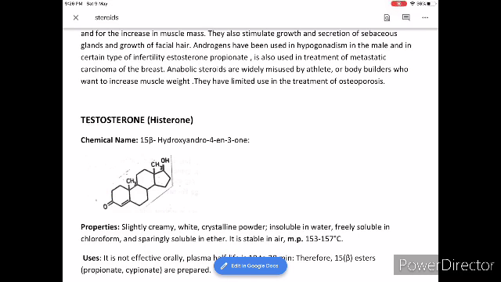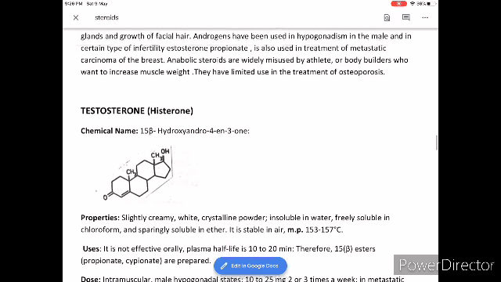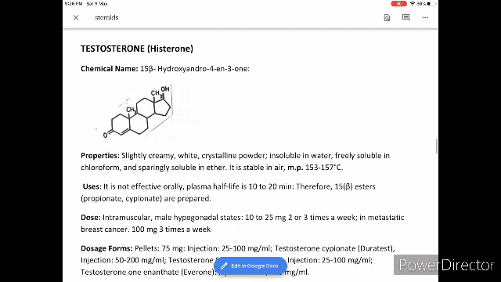Let us talk about testosterone. As we can see the structure, this is 17 beta hydroxy androst-4-en-3-one. This is a slightly creamy white crystalline powder, insoluble in water, freely soluble in chloroform, and sparingly soluble in ether. This is stable in air with the melting point 153 to 157. This is not effective orally. Plasma half-life is 10 to 20 minutes. So esters like propionate are prepared.